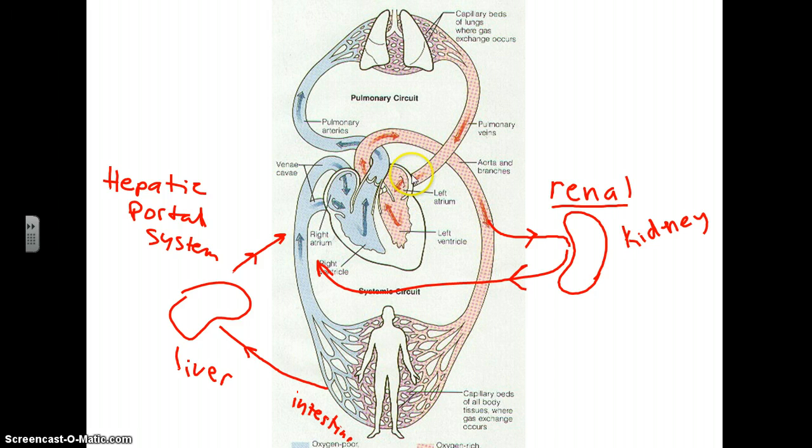So you have two main circuits. You have what's called the pulmonary circuit going to and from the lungs, and then the systemic circuit, which goes out the aorta, all around the body, back to the heart through the vena cavas. Now we have a couple side systems here, what's known as the renal circulation, and that's a branch that comes off of systemic and goes to the kidneys to clean out the blood and then back.